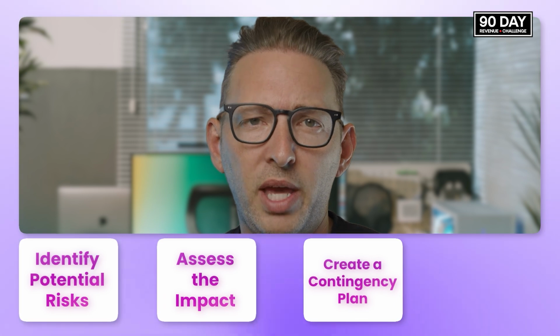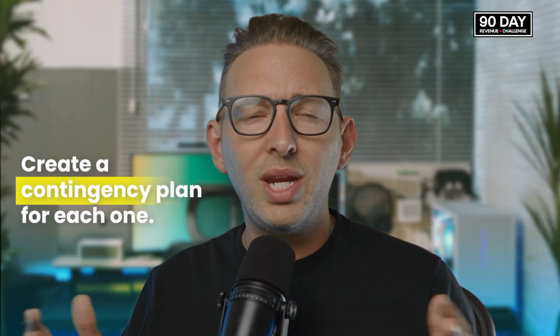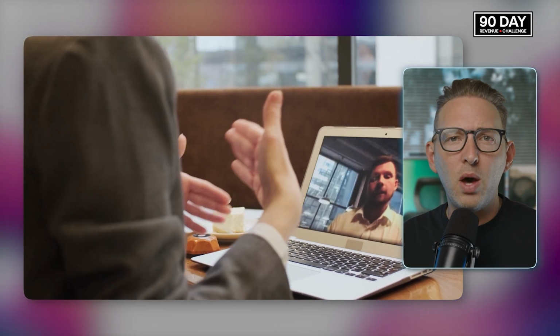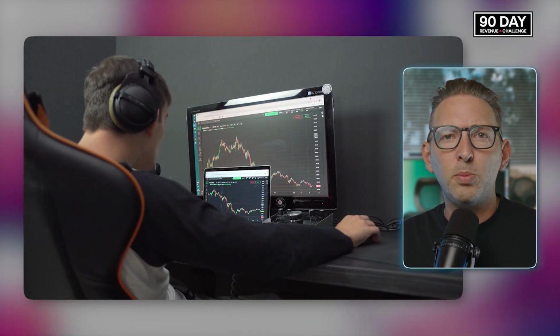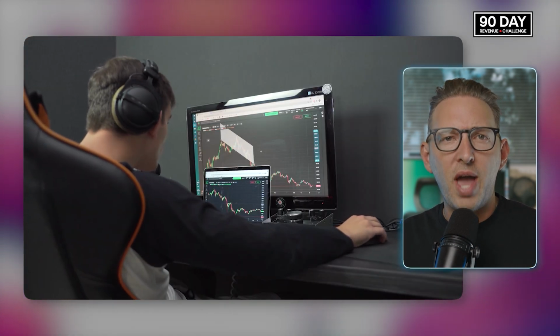Create a contingency plan. Once you've identified the most significant risks, create a contingency plan for each one. This is your plan B if things go wrong. If a big client pulls out, what's the backup plan for filling that gap in revenue? If a campaign underperforms, what's your alternate strategy? The goal is to have solutions ready so you can act quickly if needed.